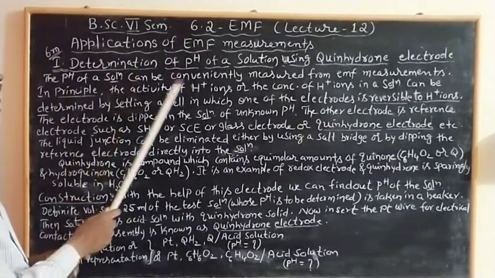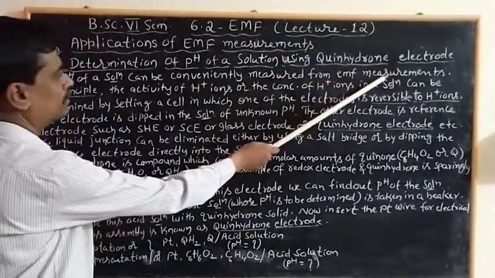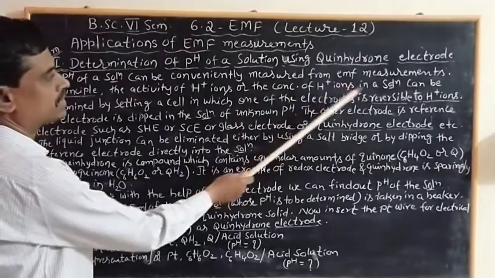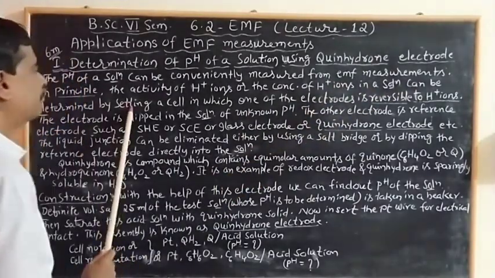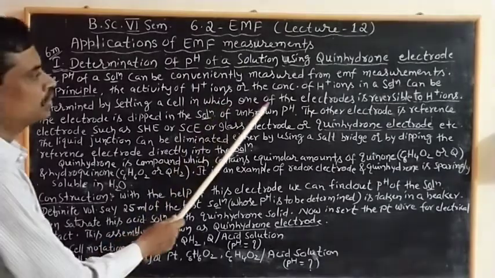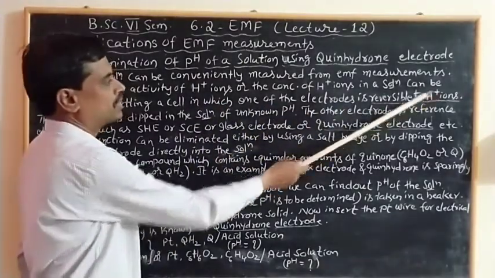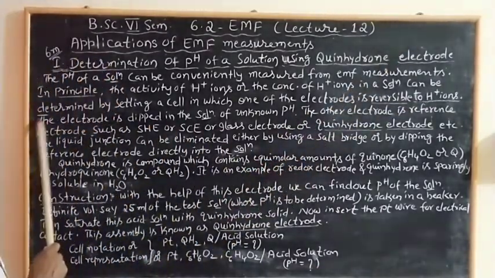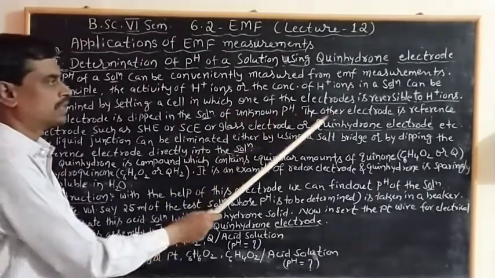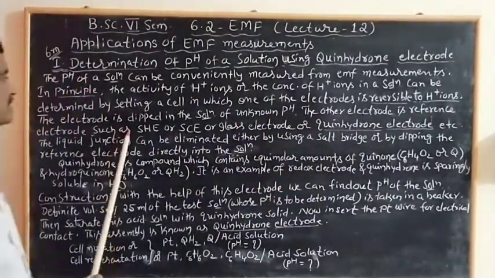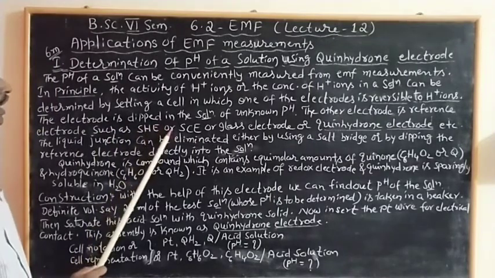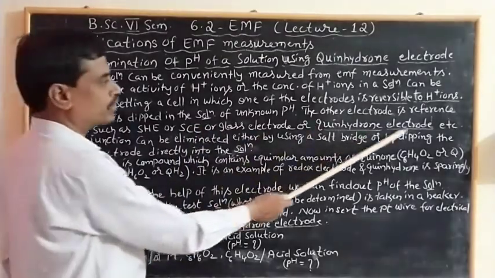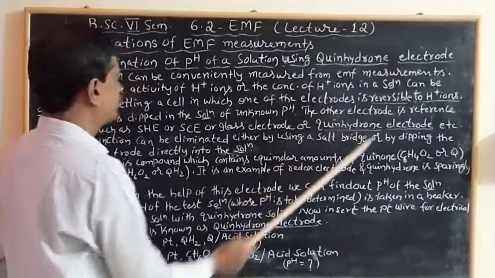The pH of a solution can be conveniently measured from EMF measurements. In principle, the activity or the concentration of hydrogen ions in a solution can be determined by setting up a cell in which one of the electrodes is reversible to hydrogen ions. There are two electrodes. Among those, one of the electrodes is reversible to H+ ions. The electrode is dipped in the solution of unknown pH. The other electrode is a reference electrode, such as SHE, standard hydrogen electrode, or SCE, standard calomel electrode, or glass electrode, or quinhydrone electrode. So, I will take the quinhydrone electrode now.